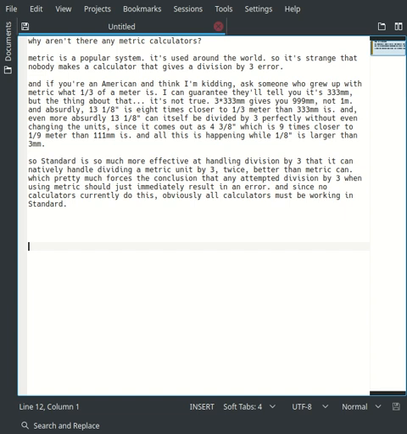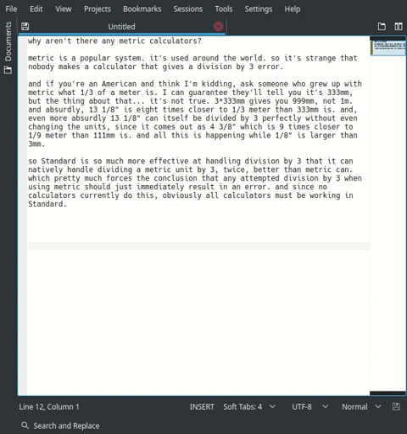13 1/8 inch is closer by a factor of 8 to what 1/3 of a meter actually is than 333 millimeters is. And even more absurdly, 13 1/8 inch can itself still be divided by 3 perfectly without even changing the units.